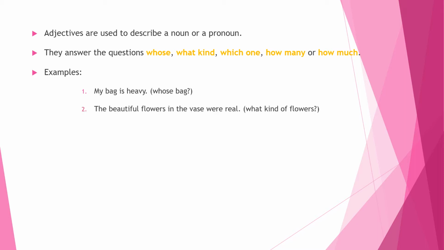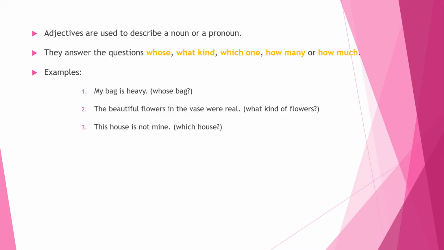Let us see another example where it answers the question, what kind? The beautiful flowers in the vase were real. What kind of flowers were there in the vase? They were beautiful. So, here in this sentence, beautiful is an adjective which is answering the question, what kind?